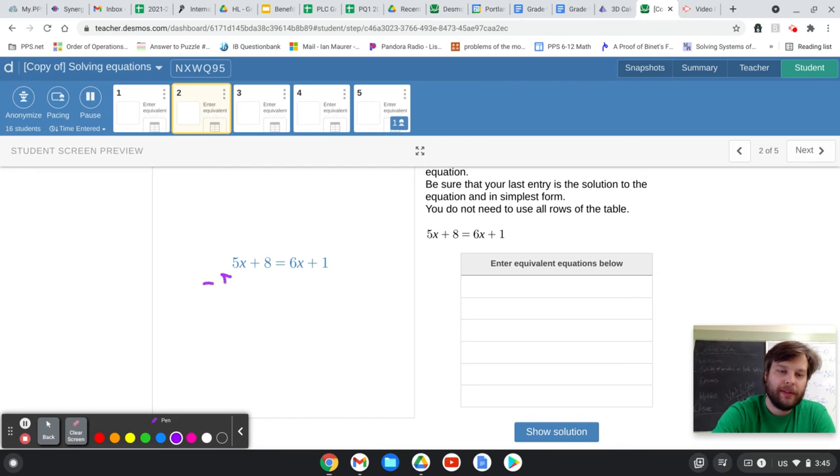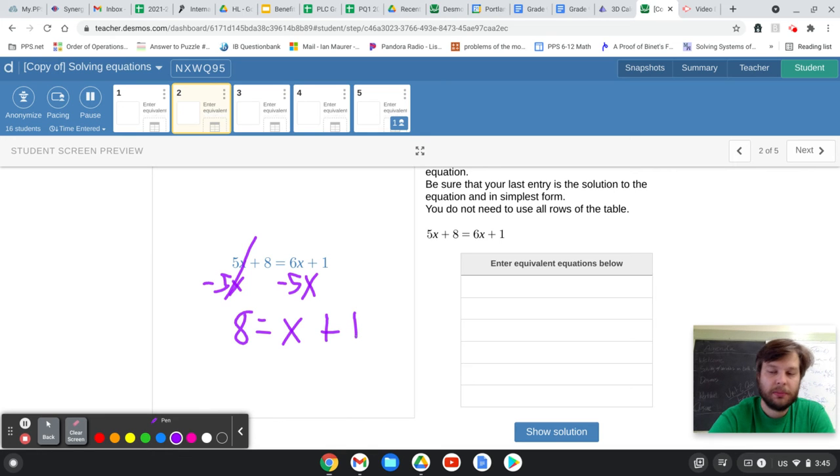When I see a positive 5x, I do minus 5x. Minus 5x from both sides. 5 minus 5 is 0. So 8 equals 6 minus 5 is 1x. x plus 1.